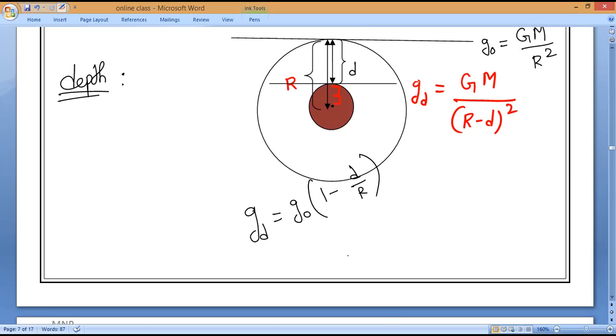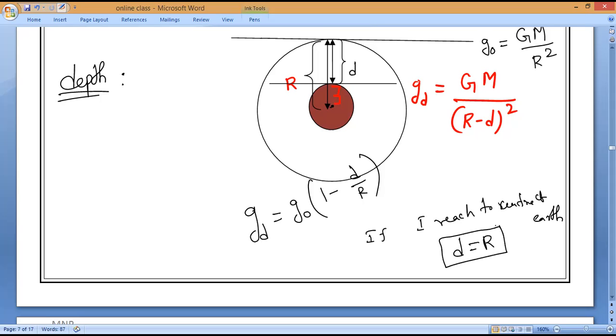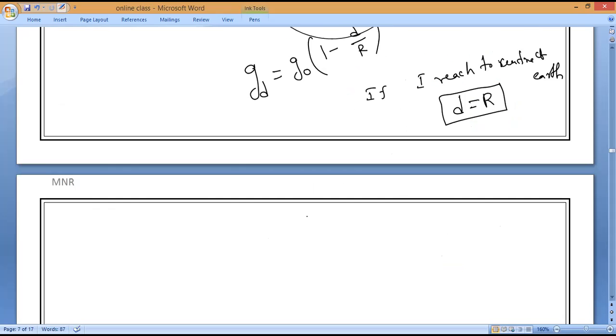Now, if you notice very carefully, when I reach the center of the earth, what will happen, guys? If I reach the center of the earth, then d is equal to R. Is it right or wrong? My depth is equal to the radius of the earth. Yes or no? Yes, sir.